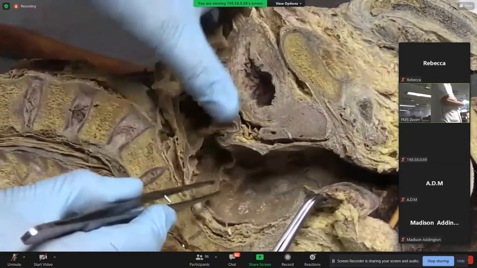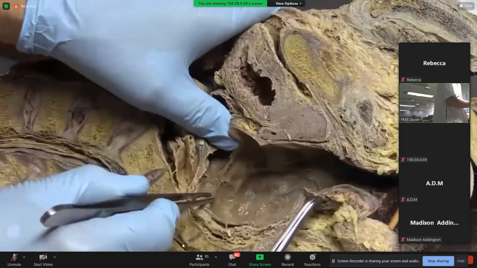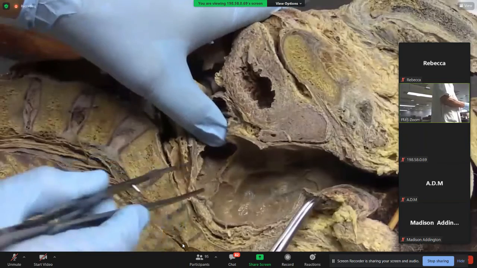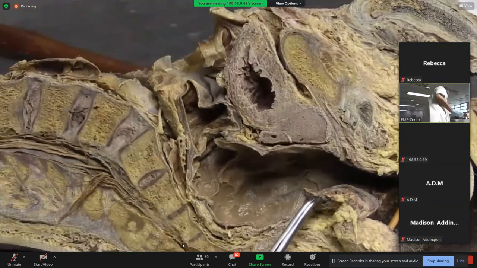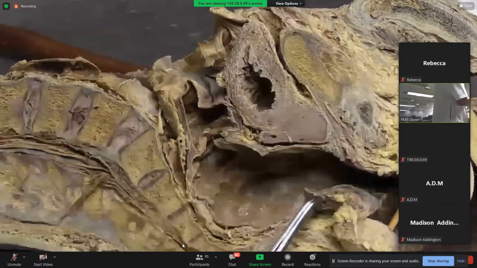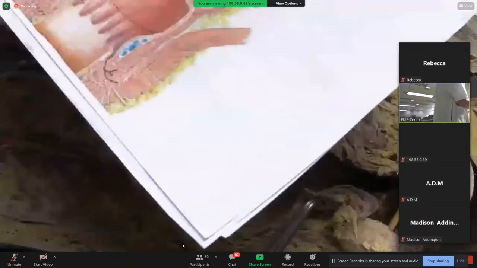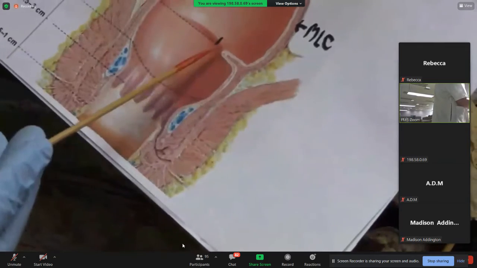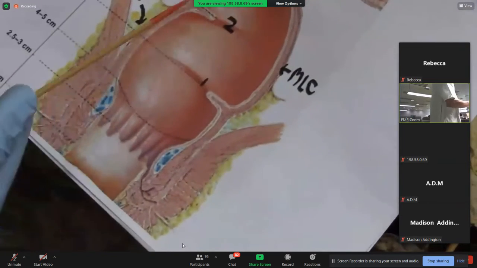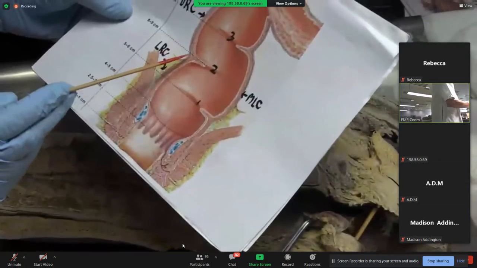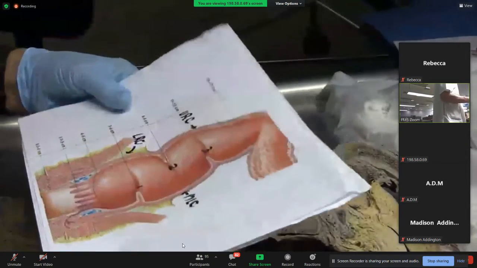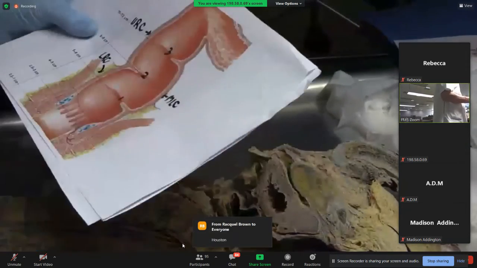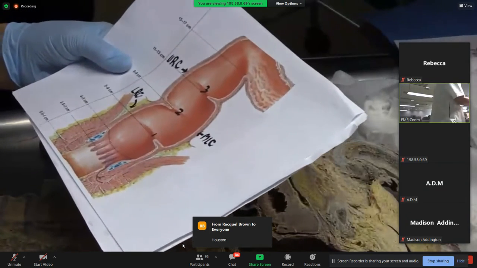The fold of mucosa pushes into the rectum about 1.5 centimeters, and it is not just mucosa. It has some circular muscle, so here we can see circular muscle. There are 2 of them on the left side and 1 on the right. These are called the transverse rectal folds of whom? Houston, very good.